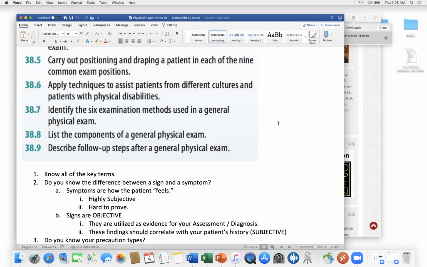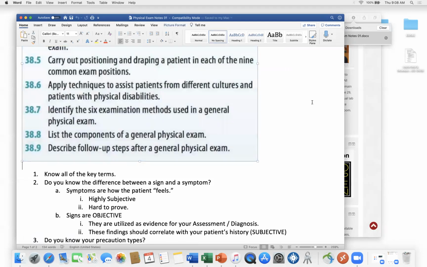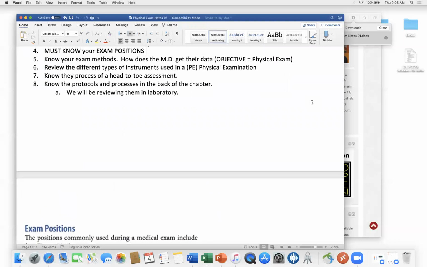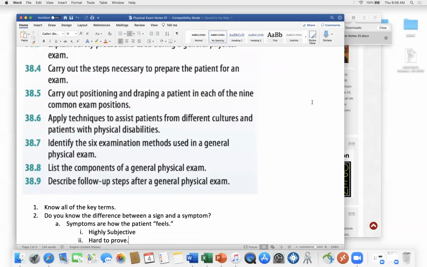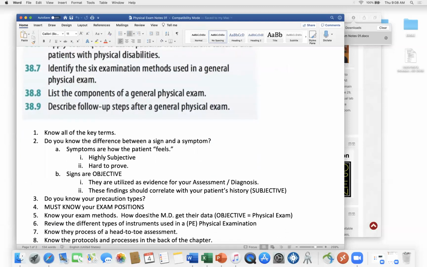Six examination methods, and of course, like we stated earlier, we're going to go through the parts. So going down here, I wrote more key terms and other items, and we now know the difference between subjective and objective.